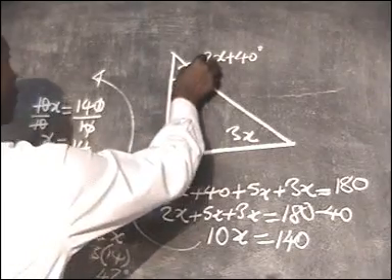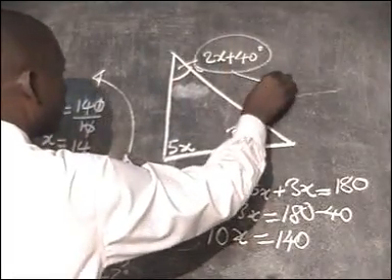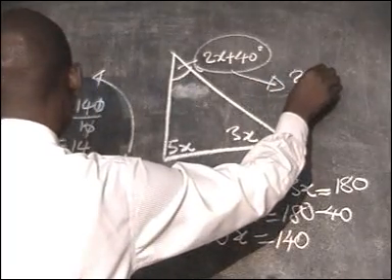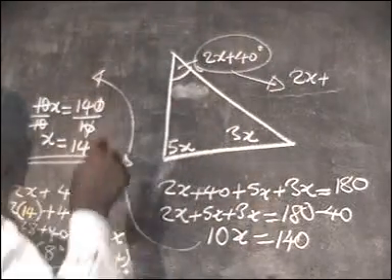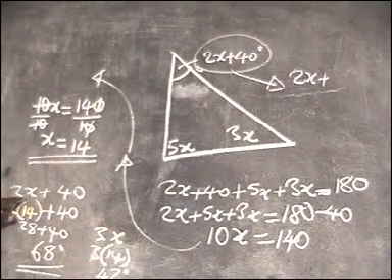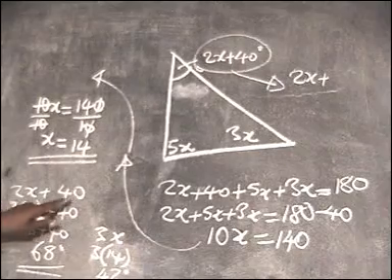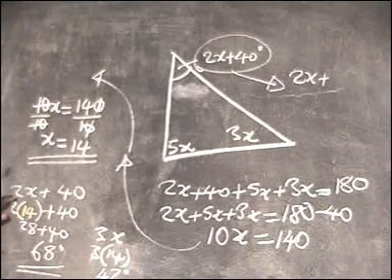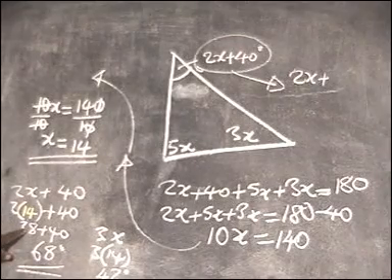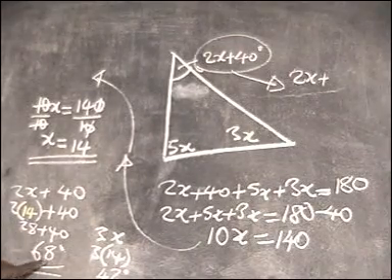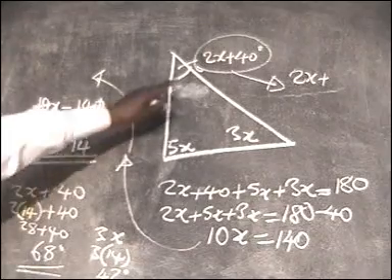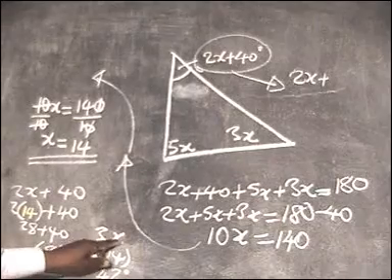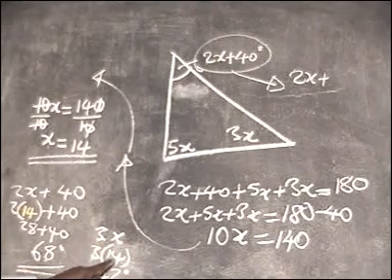Whereas the third angle is where we have 2x plus 40, of which x is 14. So in place of 2x, it means 2 multiplied by 14. So 2 multiplied by 14, I have got 28. Then 28 plus 40, I have got 68. I have got this angle. Then the second one which I have got is where we have 3x. This is 3x, which means 3 multiplied by 14.